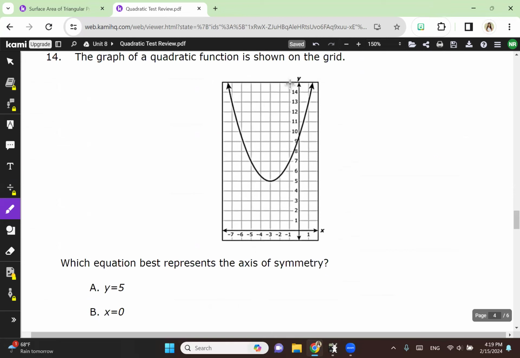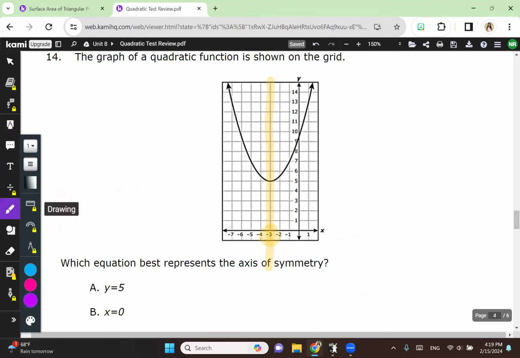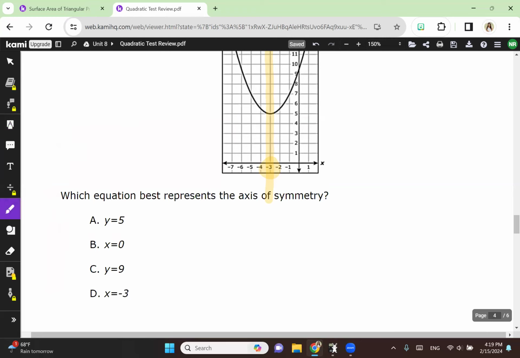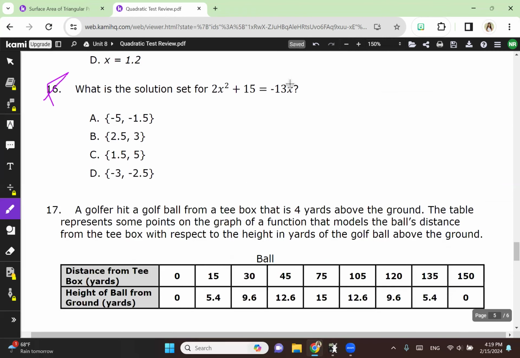Which equation best represents the axis of symmetry? What do you need to do? Split the parabola in half. And it's going through the -3. Because it's a vertical line, your axis of symmetry always starts with x equals. So you automatically want to get rid of any y equals. Y equals 9 is a horizontal line going this way. Y equals 5, horizontal line going that way. So those should not be your answers. Don't worry about 15 or 16. That's not on the test yet.